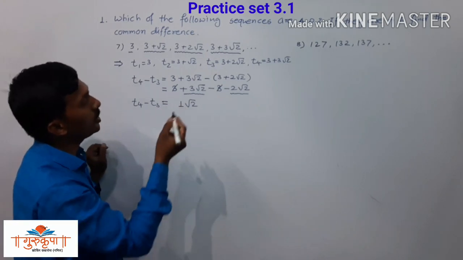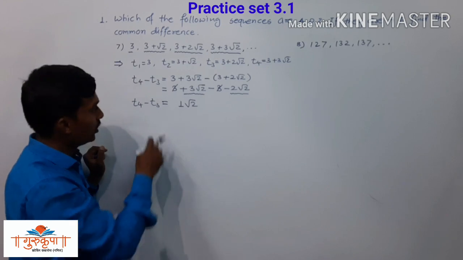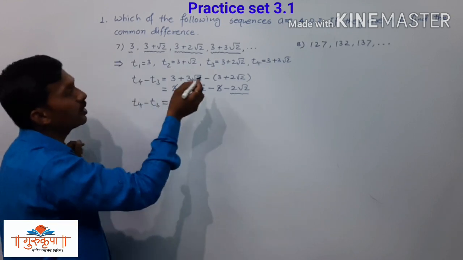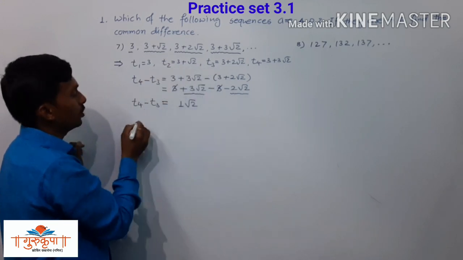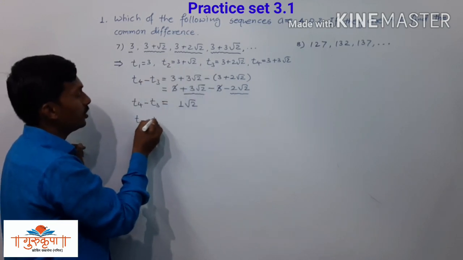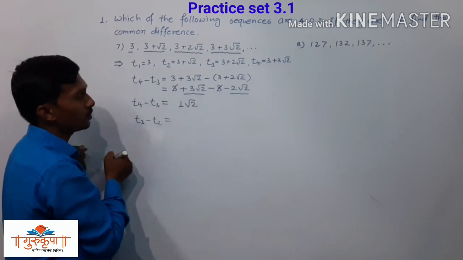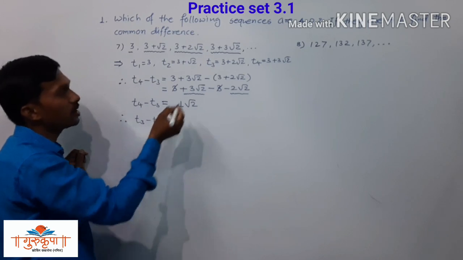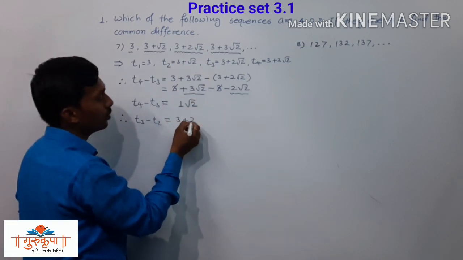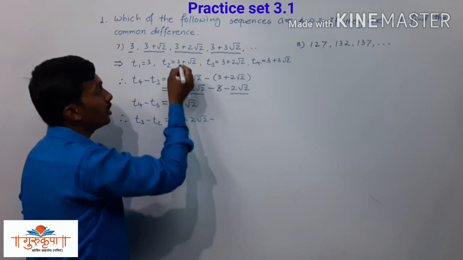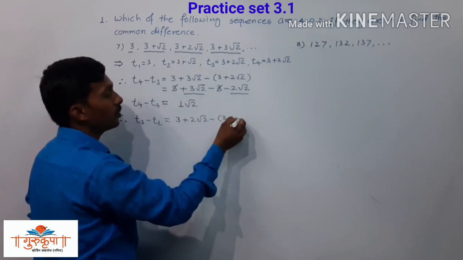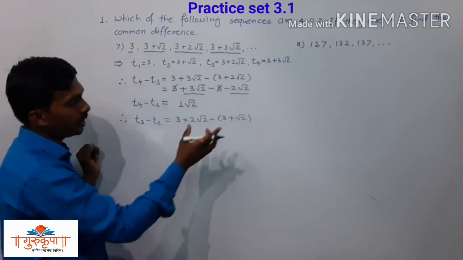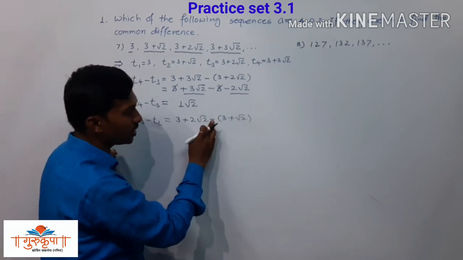Now we have to find T3 minus T2. T3 is 3 plus 2 root 2, minus T2, which is 3 plus root 2. We have to write the term inside the bracket since we have a minus sign here.